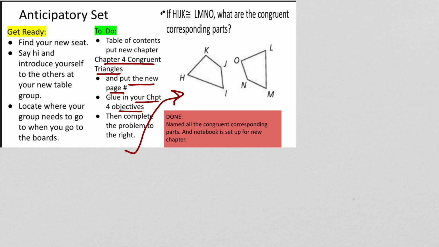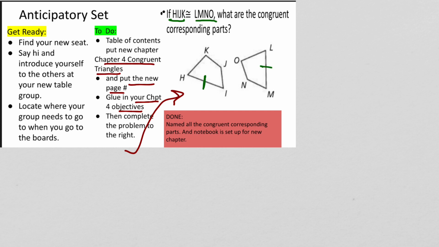So here we're saying HIJK is congruent to LMNO. What are the congruent corresponding parts? It's very important when you're looking at congruency, and this is a 4-sided shape, so 2 quadrilaterals, you need to make sure that you look at how it's given in the sentence of the congruency. Because it says HIJK, that means HI is going to be congruent to LM.